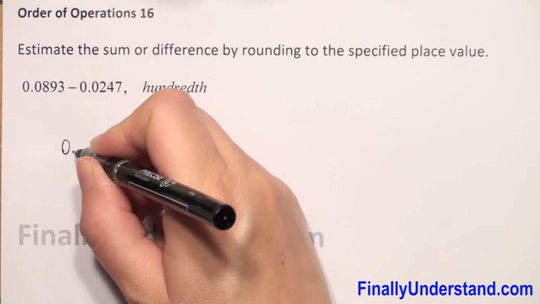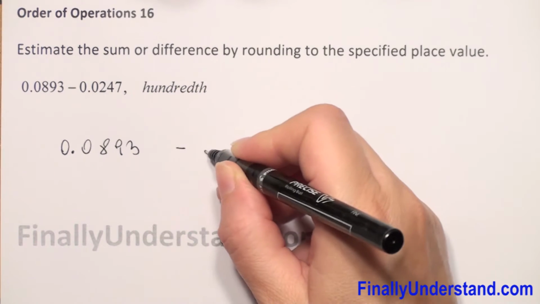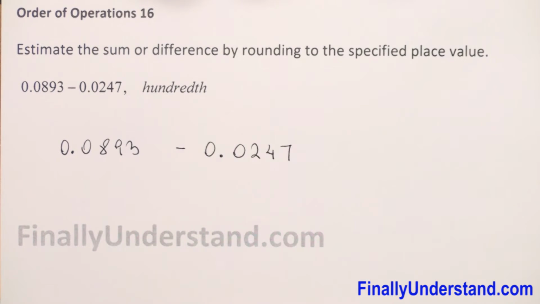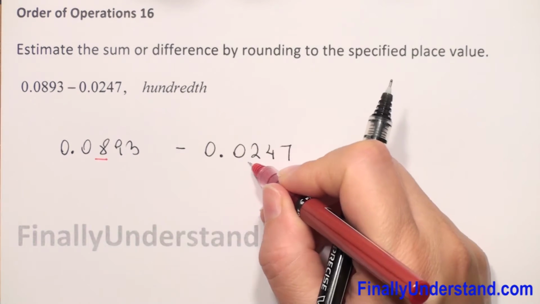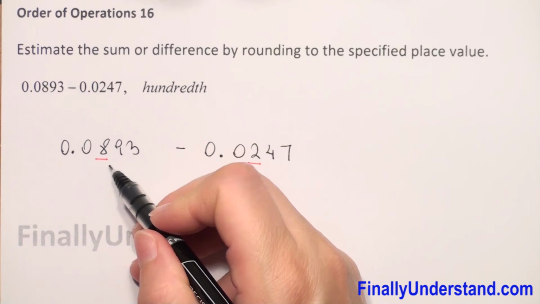We have 0.0893 minus 0.0247. We need to round to the hundredth. The hundredth is the second digit after the decimal point. And now we have to do rounding. So we have to check the digit after our underlined digit.